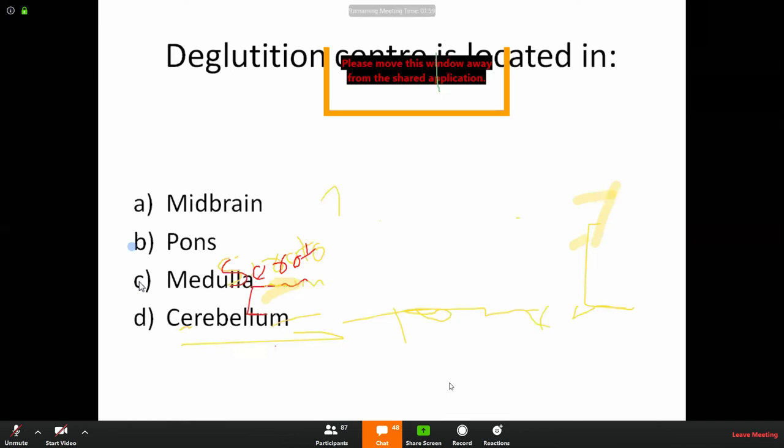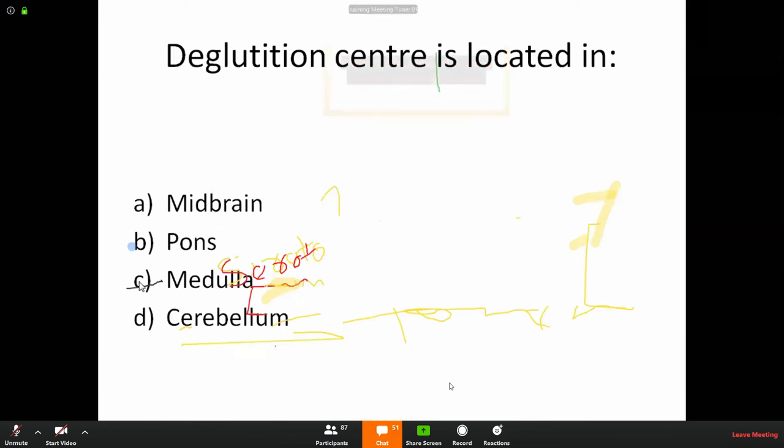Swallowing center is present in the medulla. Salivary center is present in the medulla. Respiratory center is present in the medulla. The heart or cardiac center is also present in the medulla. Most of the centers are present in the medulla. So you have to keep on medulla. Okay.